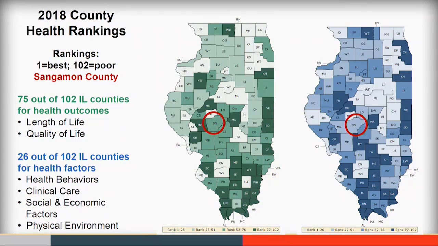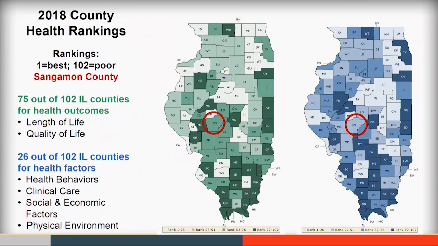There are the health outcomes, which is the green area, and that's length of life and quality of life. And we're not doing quite so hot here. We're in the bottom quartile there, just about, for our county. Now, the blue: we are 26 out of 102 counties for health factors. And this includes health behaviors, clinical care, social and economic factors, and physical environment.